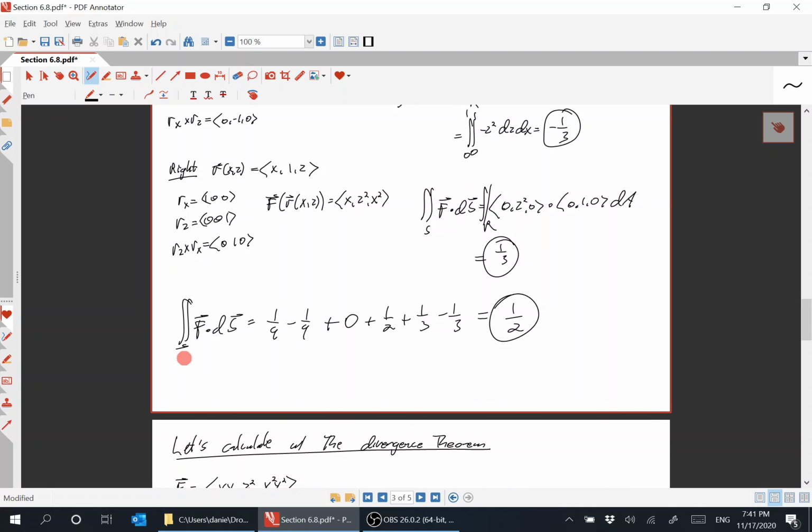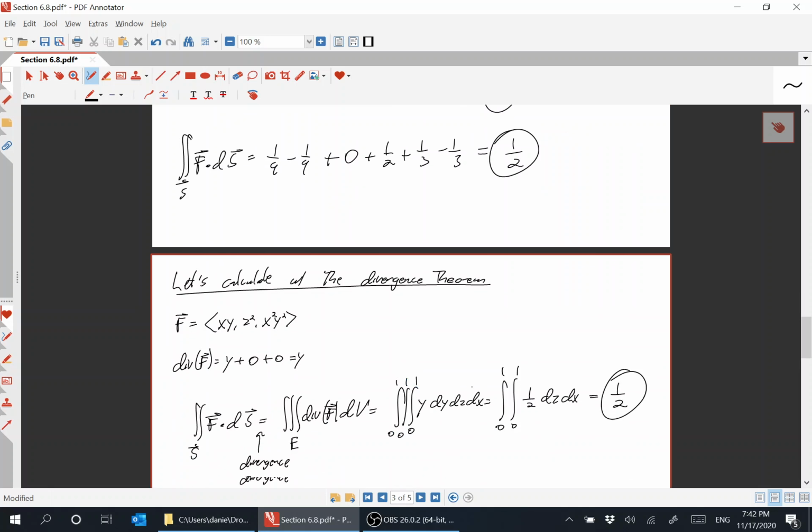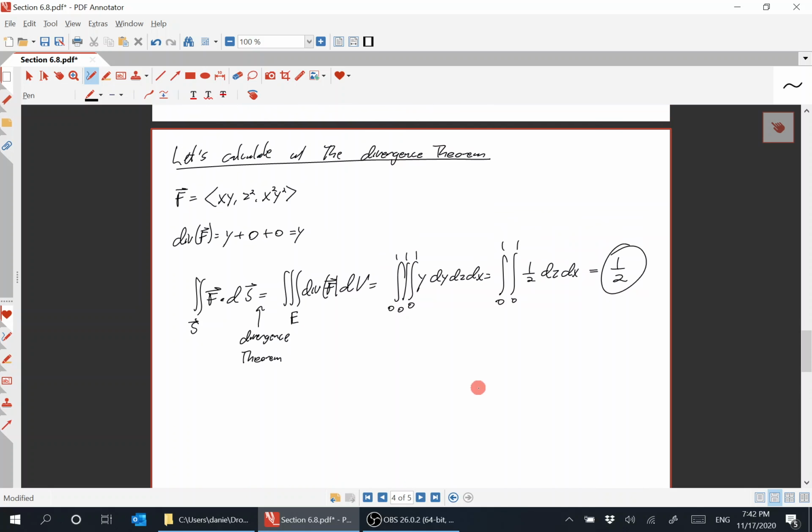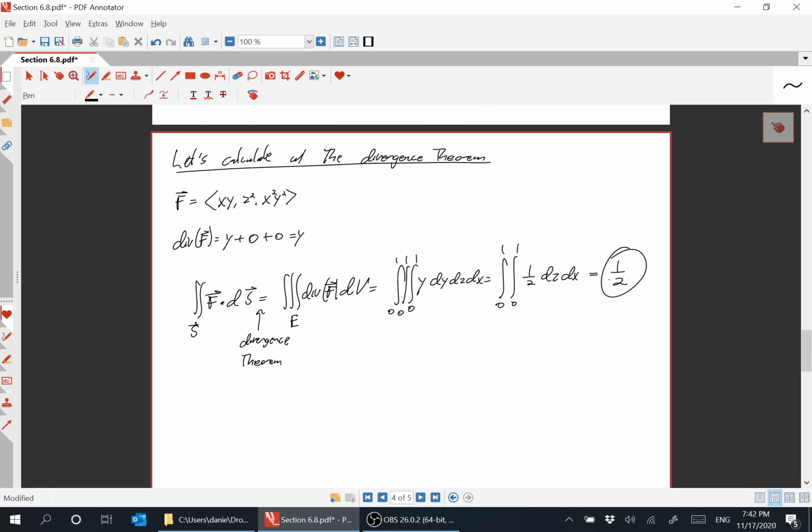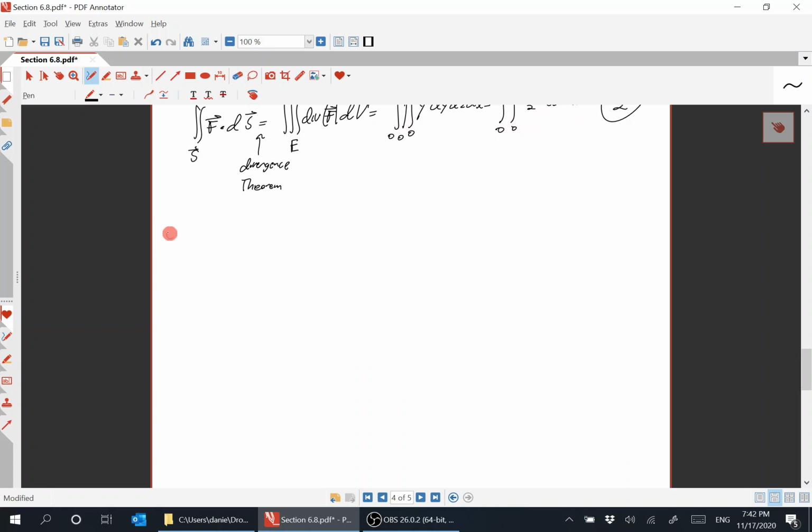So the flux across the whole cube is the sum of those fluxes across each side: 1/9 minus a ninth plus 0 plus a half plus a third minus a third is a half, which is what the divergence theorem gave us right off the bat. Okay? Let's do another example, just with the divergence theorem.